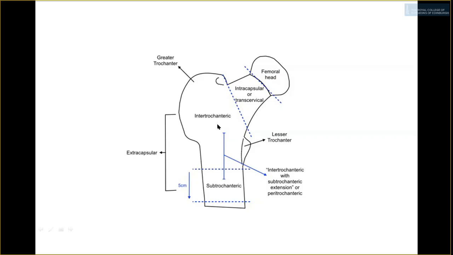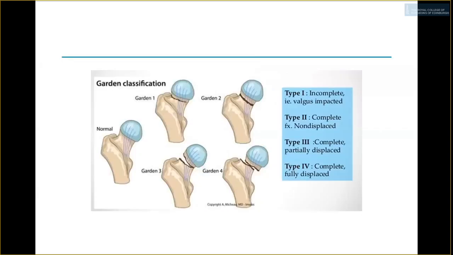Any injury that happens outside of this, so in the intertrochanteric region or in the subtrochanteric region, is an extracapsular fracture. And these are important because it has bearings and affects the way that we're going to treat those injuries. So for the intracapsular fractures, there is a classification from Garden. Garden was a surgeon in Preston. He devised this classification system for intracapsular fractures.